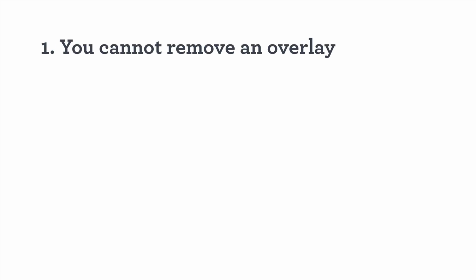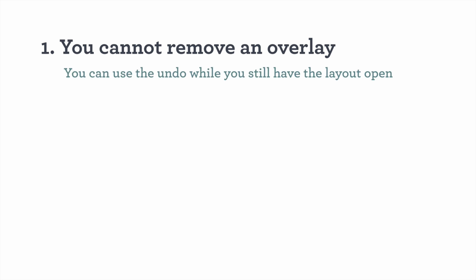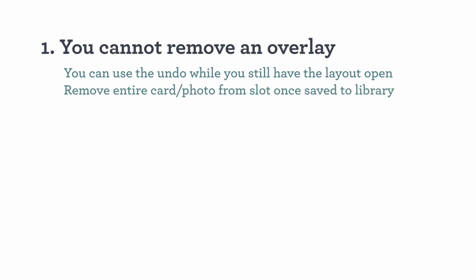I just wanted to go over a few things that you should understand about overlays. And the first one is that you really cannot remove an overlay once you have placed it on your photo or a journal card or a filler card. While you still have your layout open and you are working with the overlays, you can use that undo button while it's still open. But if, for example, you save your page that you've applied overlays to, you've saved that to your library, and you open it back up and you decided you didn't want that overlay on a photo, you would have to delete that entire photo from the slot and then go through the process of placing it back in.